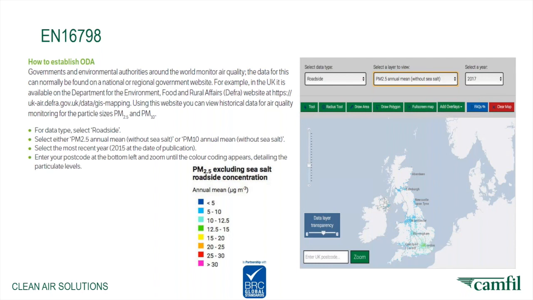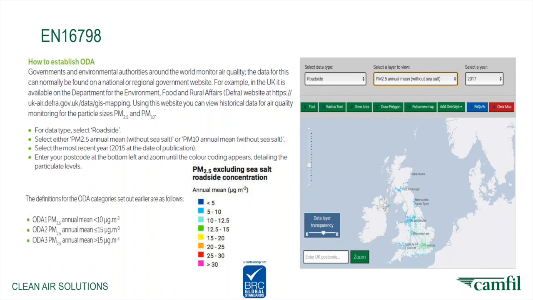To get this information, what we need to do is select the roadside in the data type, select either PM2.5 or PM10, and select the most recent year that's available. As we can see on the picture, we selected 2017. Enter your postcode, and at the bottom left-hand side of the page, you can click on the zoom function and it will zoom into your location.